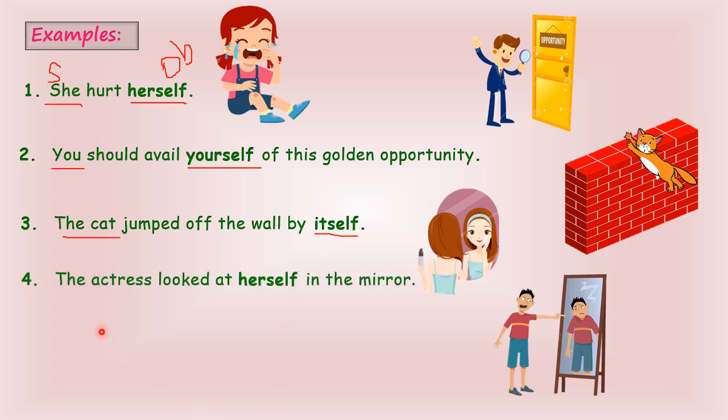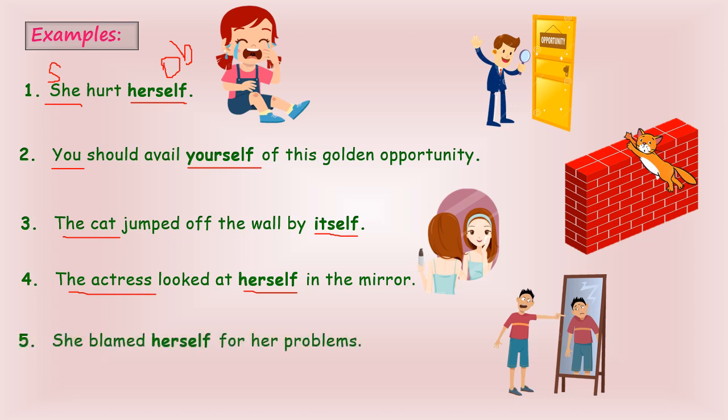Let's take one more example. The actresses looked at herself in the mirror. What is the subject here, children? The actresses. What is the object here? Herself. You are getting the answer for whom? The actresses looked at whom? Herself. Yes. So this is a reflexive pronoun. The actresses and herself are the same person. So this is a reflexive pronoun. Is it clear, children? Now see the last example.